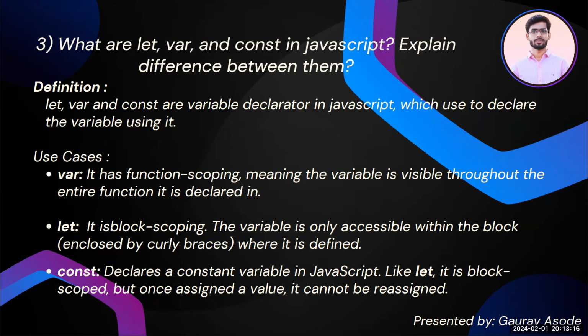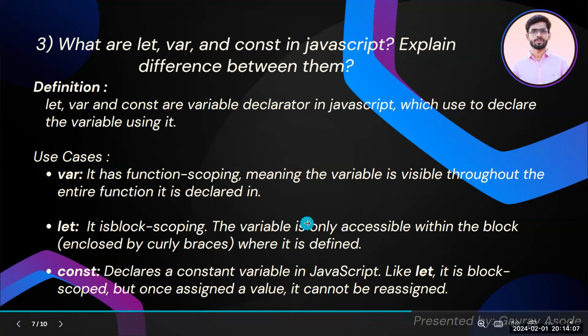So what are the use cases of that? var has function scoping, meaning that the variable is visible throughout the entire function it is declared in. I will show some examples after this question, so you will be more clarified. Then let is block scoping. The variable is only accessible within the block enclosed by the curly braces. Whatever we declare inside that using let is only accessible in that block or the function's block scope where it is defined.